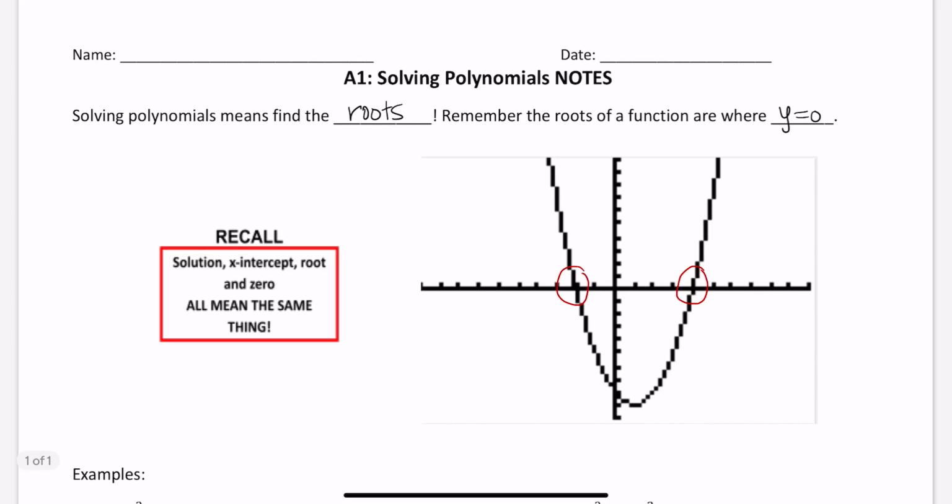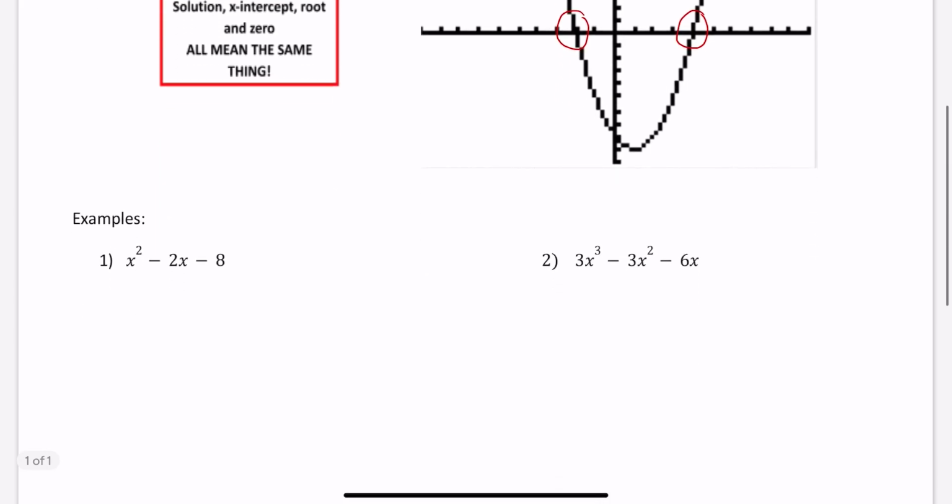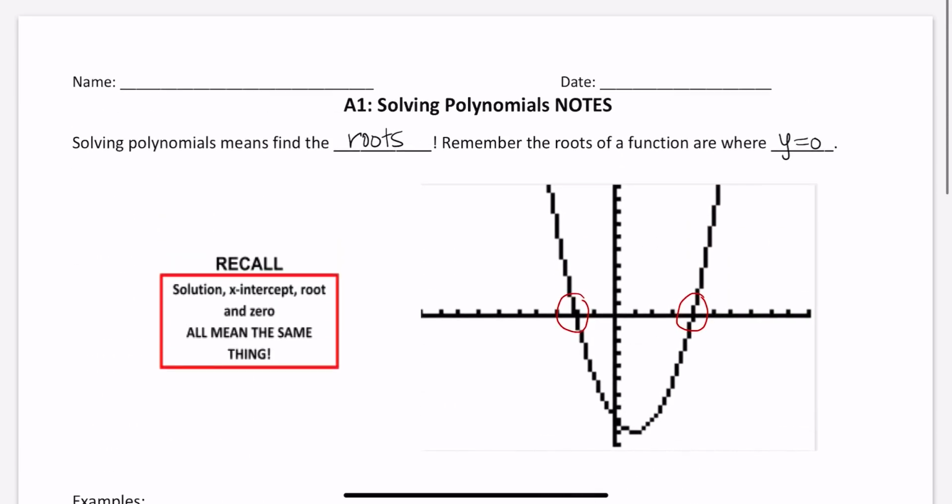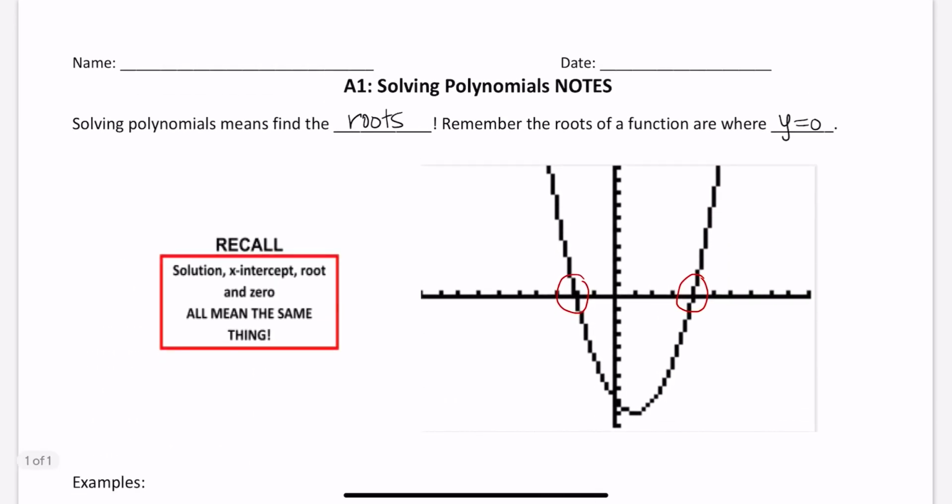So what does this actually look like when we're dealing with these polynomials? I am going to give you a trinomial or some sort of polynomial, and I'm going to ask you to solve. Because we have to solve these, we need equations. We need an equal sign. So what we're going to do is set these equations equal to 0, because again, we're solving for where y is equal to 0.